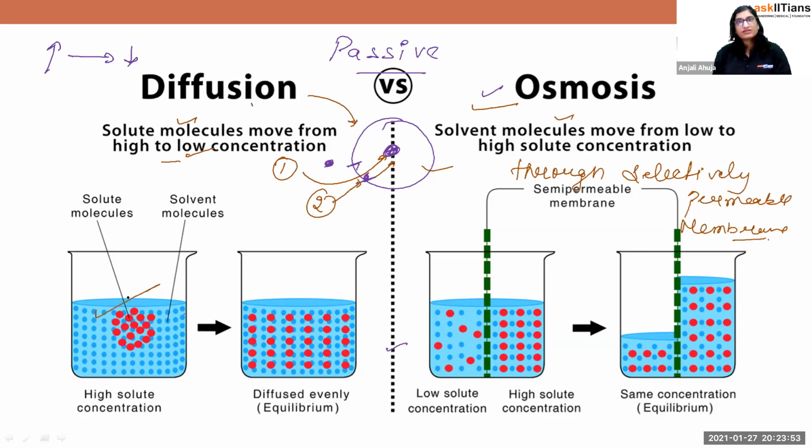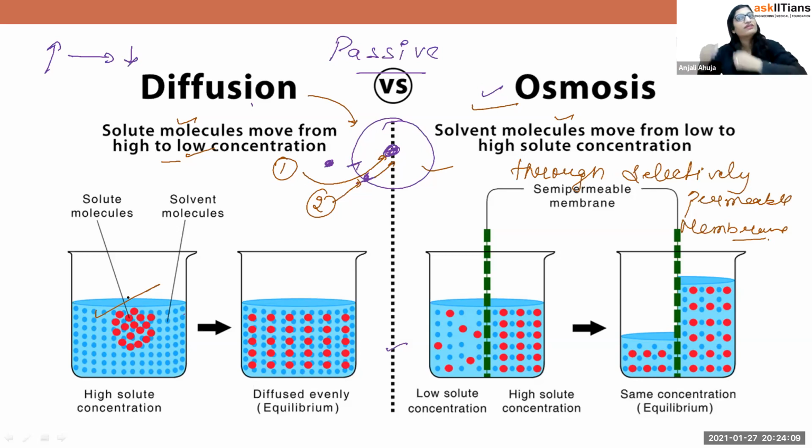Now guys, I'll give you one more example of diffusion. Imagine you're standing in the corner of the room, you're using a perfume or deo, but after a while you can smell the perfume throughout the room. That is what diffusion is, that molecules are moving.